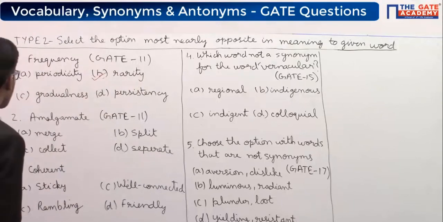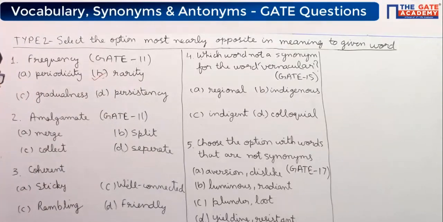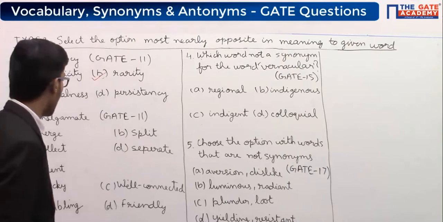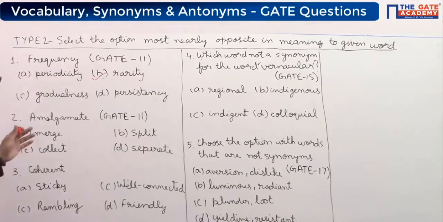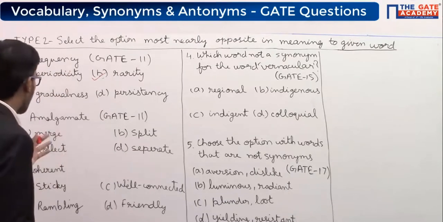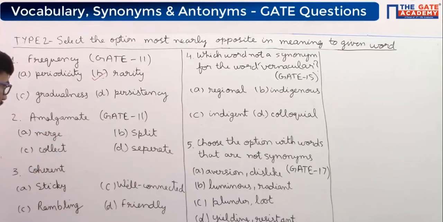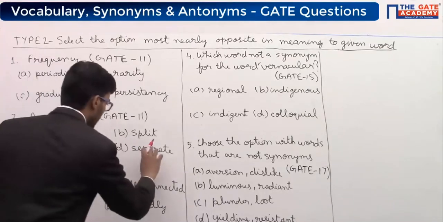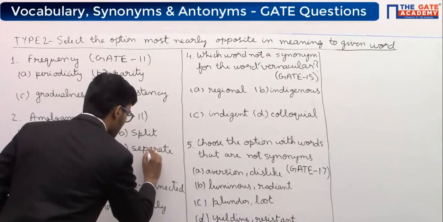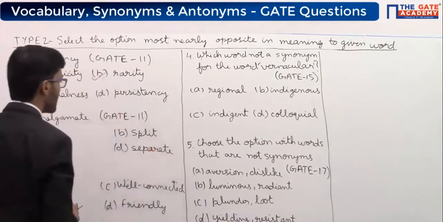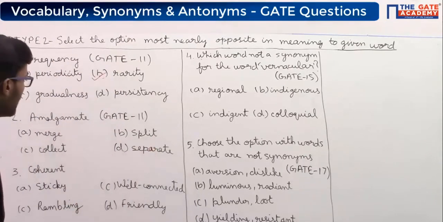Then we come to the next question. The word is amalgamate, and it appeared in GATE 2011. The options given are merge, split, collect, separate. So here, by the way, this should be A. This actually should be S-E-P-A-R-A-T-E, separate, the spelling.